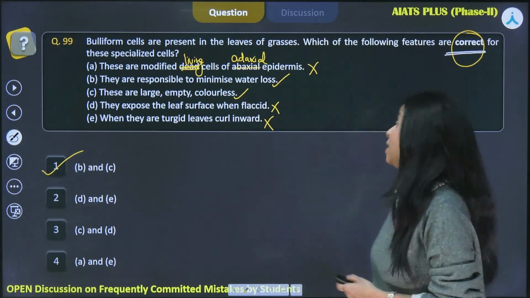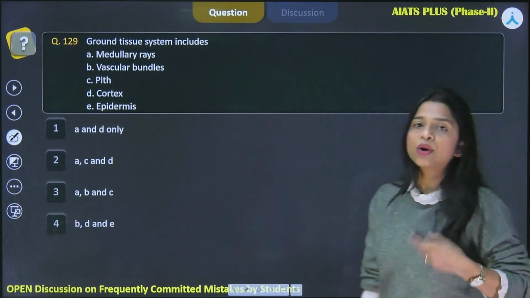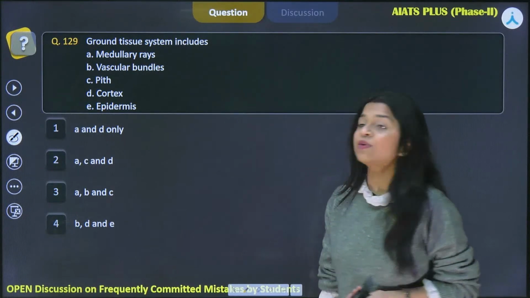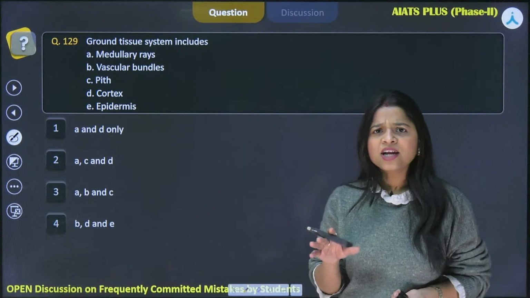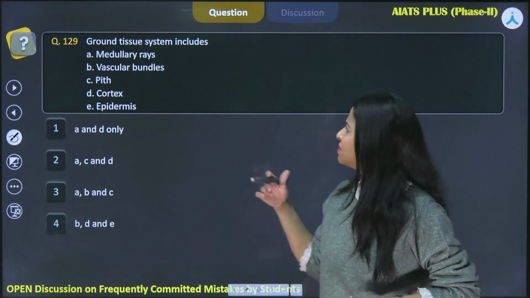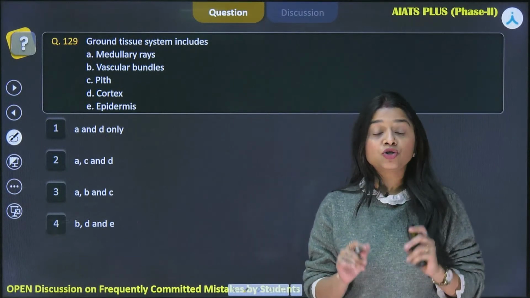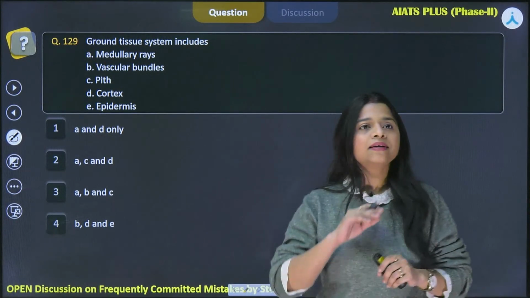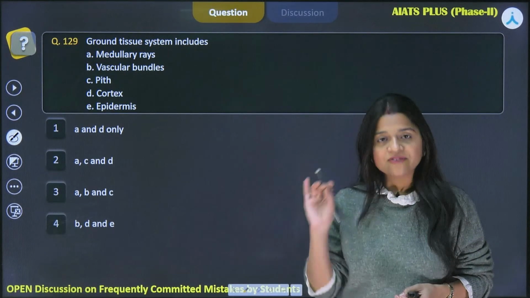Moving on to the next question, question number 129. It is from the ground tissue system, again anatomy. Anatomy is taking a toll on you people, right? You are making frequent mistakes in such concepts. Please sharpen your concepts. Do read your NCERT thoroughly, no matter how many times you have read it before. You will get to know something new every single time.